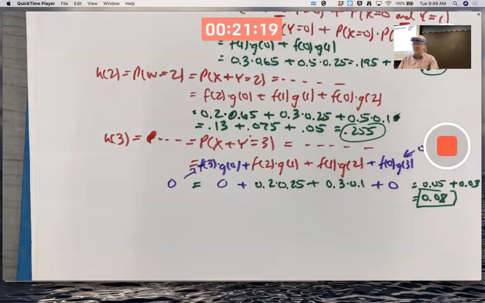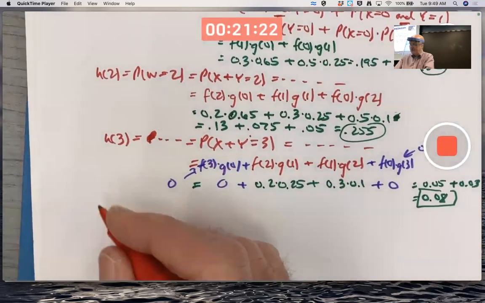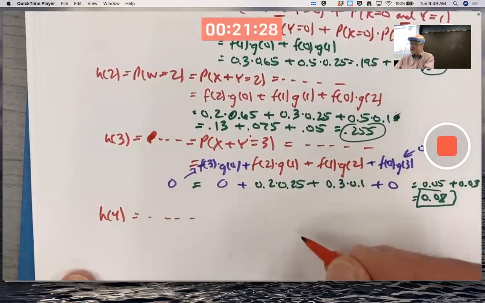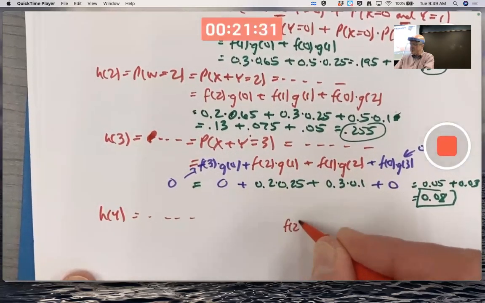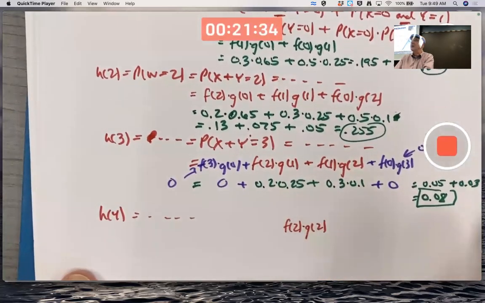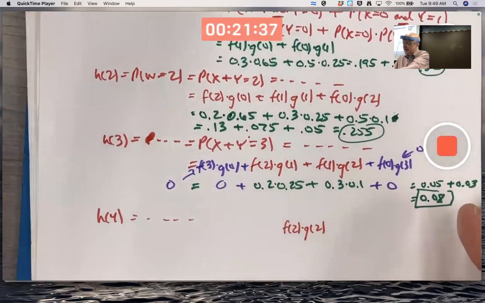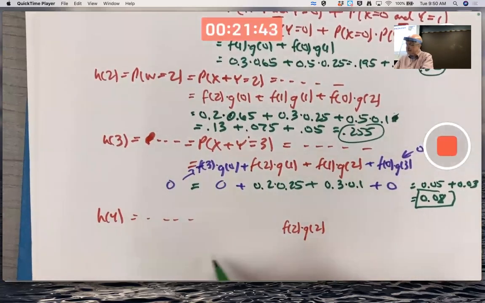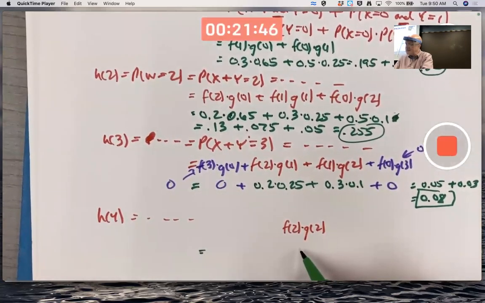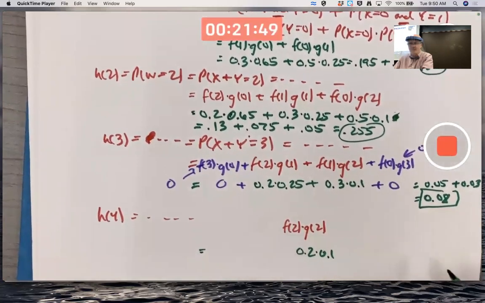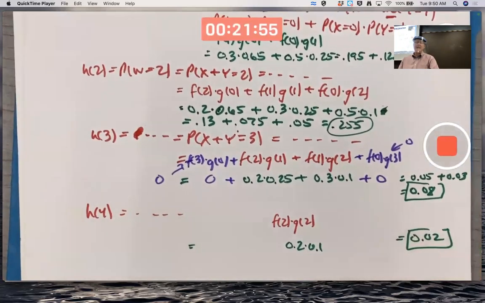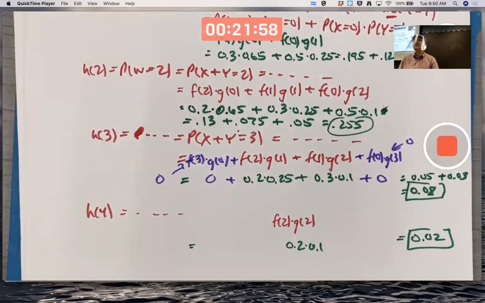Let's do the last case, h of 4. Let's just write it with some space in here as f of 2 times g of 2. If x is 2 and y is 2, then the sum is 4. And f of 2 times g of 2, looking at the table, I won't bother showing you, is ultimately 0.2 times 0.1, giving us 0.02 as it had to be if this is the last possible value of x. Remember, we were at 0.98 for the sum of these probabilities, so this brings us up to 1.